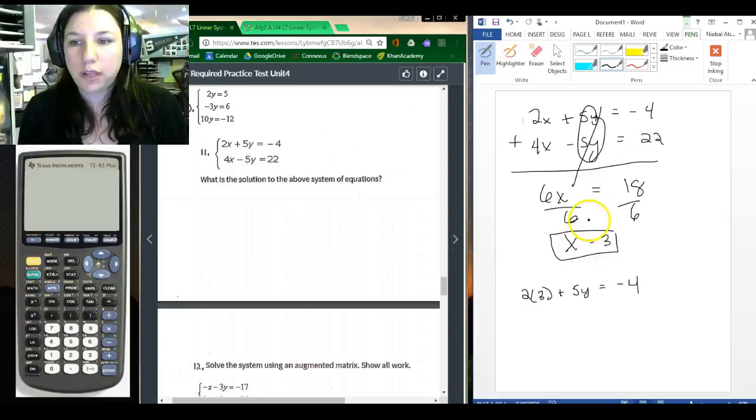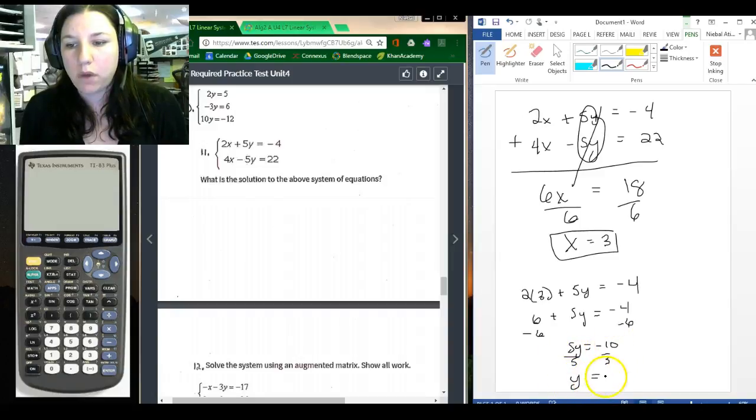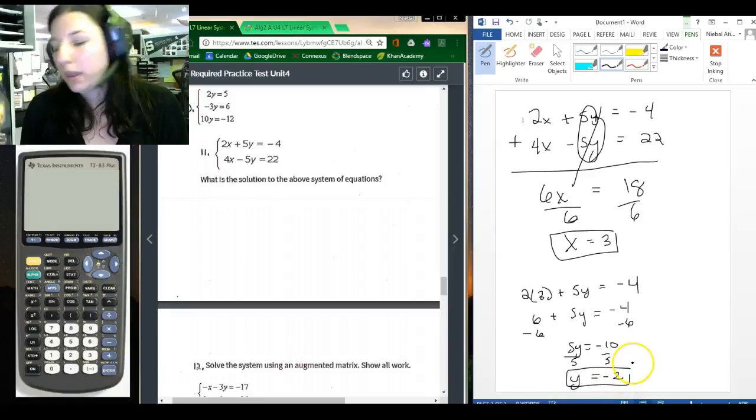So we're substituting x equals 3 in for x. So that gives me 6 plus 5y equals negative 4, minus 6, 5y equals negative 10, divide by 5, and I get y is equal to negative 2. So our final solution is 3, negative 2.